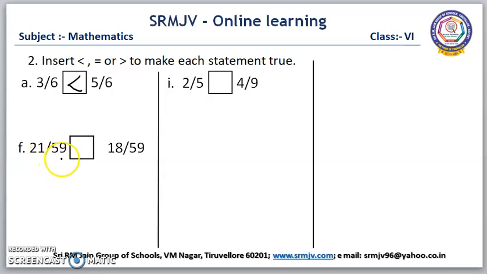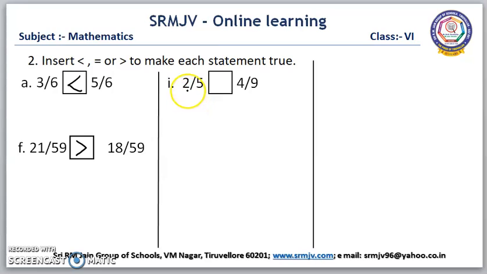Here 21 by 59, 18 by 59. Again the fractions are like fractions. So we have to compare the numerators 21 and 18. Which is greater? 21 is greater. So 21 by 59 is greater. Is it clear, children?